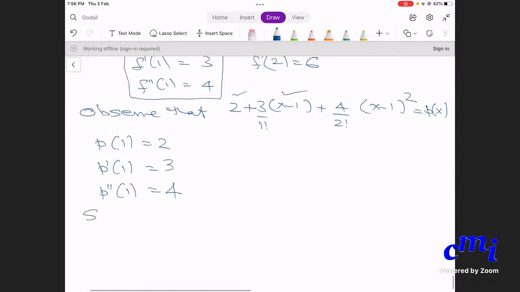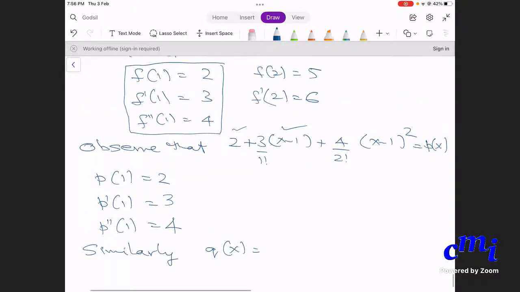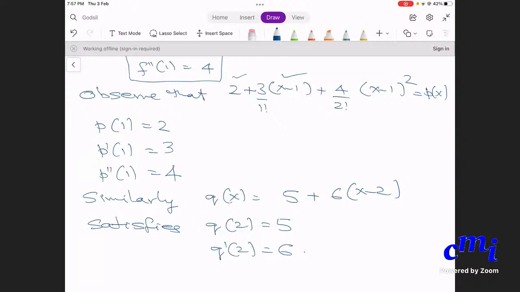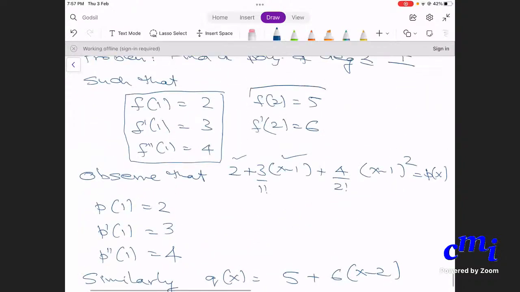Similarly, if you take Q of x equals 5 plus 6 into x minus 2. So what does this satisfy? This satisfies Q of 2 is 5. And if you do Q dash 2, it will be 6. So Q of x satisfies all these conditions.